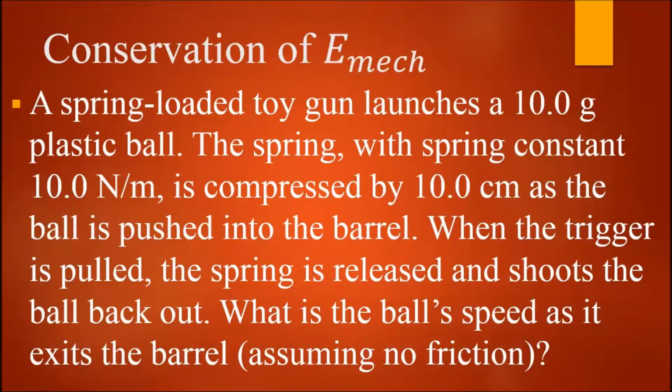A spring-loaded toy gun launches a 10.0 gram plastic ball. The spring, with spring constant 10.0 newtons per meter, is compressed by 10.0 centimeters as the ball is pushed into the barrel. When the trigger is pulled, the spring is released and shoots the ball back out. What is the ball's speed as it exits the barrel, assuming no friction?